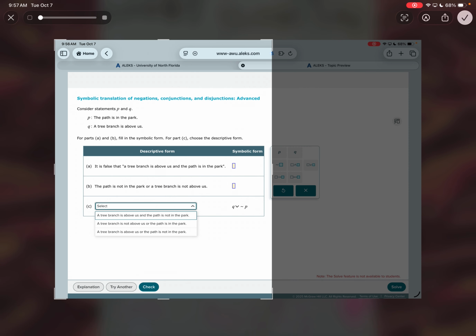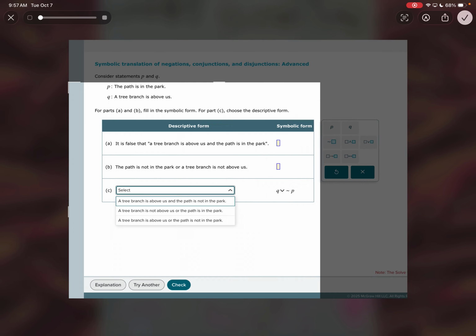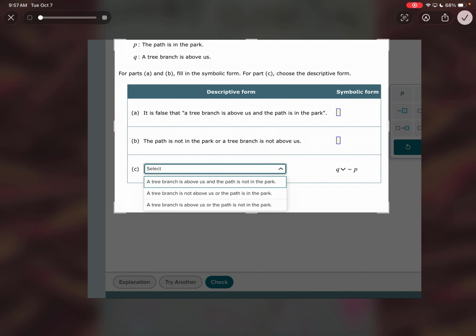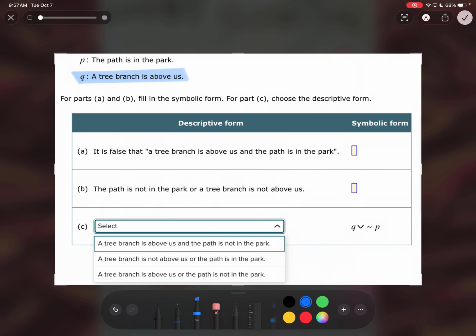All right, same thing, but a little bit harder. I don't want to get too color-coded here, but I think that was kind of nice to highlight those. So we'll do the same thing. Red is P, the path is in the park. Blue is Q, a tree branch is above us. So it says, it is false that, quotations. Quotations is a key to use parentheses, okay? So when you see quotations, I would think about using parentheses. All right, a tree branch is above us. A tree branch is above us is Q.